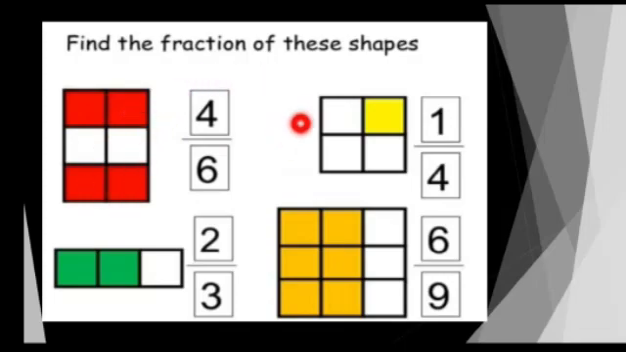Right? Then here one whole square shape is divided into 4 equal parts. So 1 by 4, here 1 is the numerator and 4 is the denominator. Why is 4 the denominator? Because one whole is divided into 4 equal parts. Right? So here 4 is the denominator and out of 4, one part is shaded. So here 1 is the numerator.